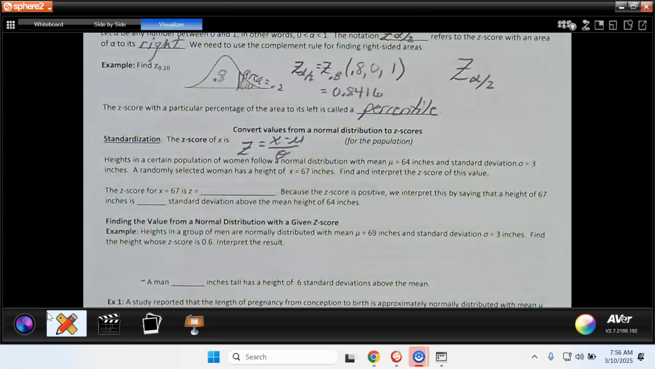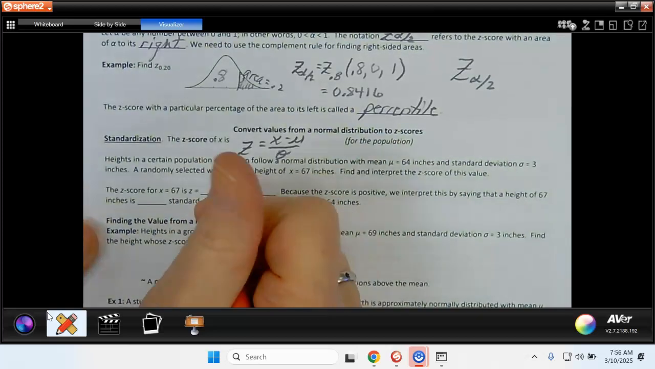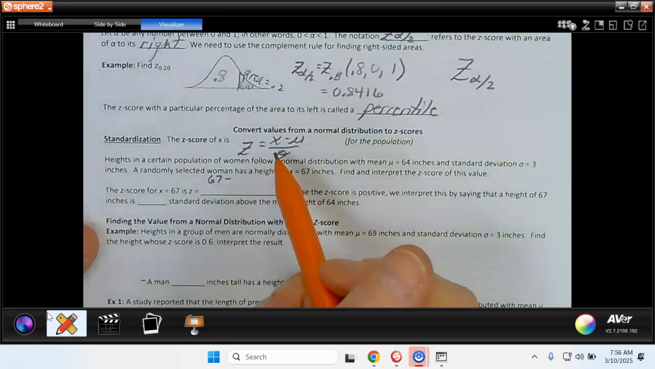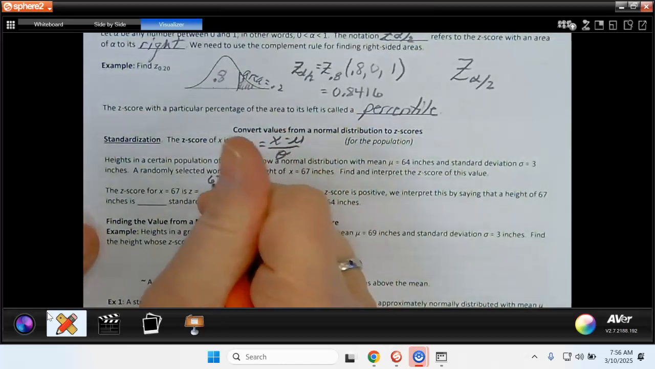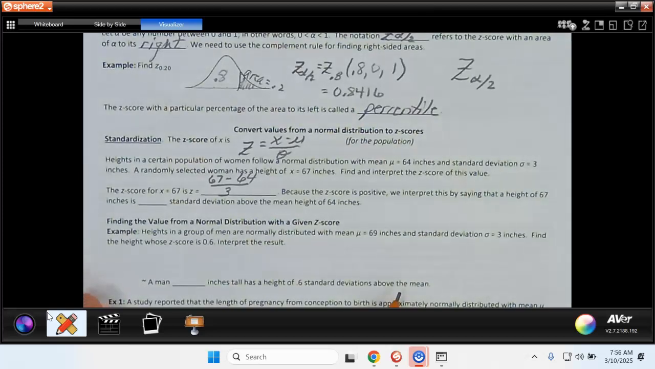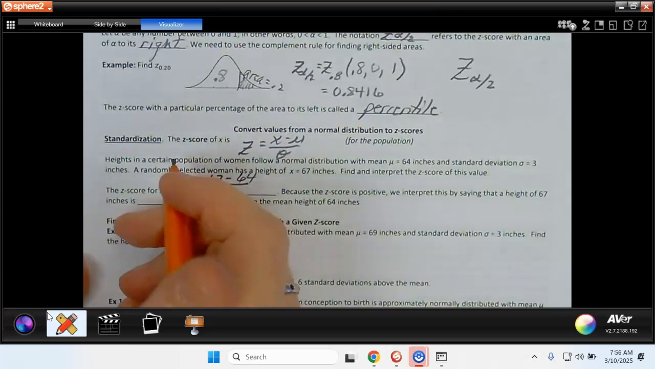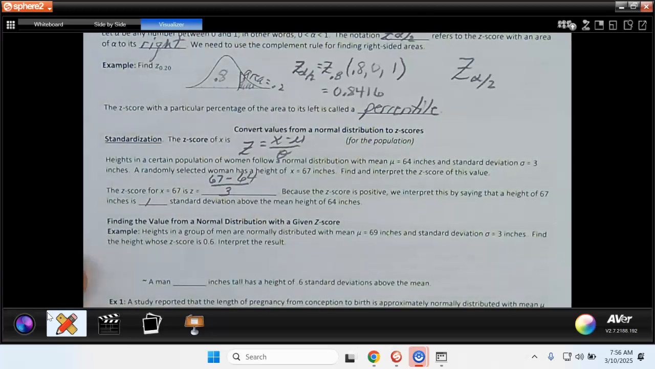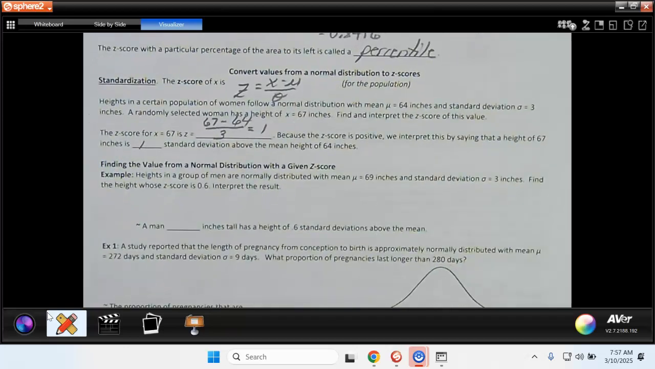The height of a certain population of women follow a normal distribution with a mean of 64 inches, standard deviation of 3 inches. A randomly selected woman has a height of x equals 67 inches. Find and interpret the z-score for this value. The z-score for 67 would be 67, that's your x value, minus the mean of 64, divided by the standard deviation, which is 3. Because z is positive, we interpret this by saying that the height of 67 inches is 1 standard deviation above the mean. Sorry, 67 minus 64 is 3, divided by 3 is 1.